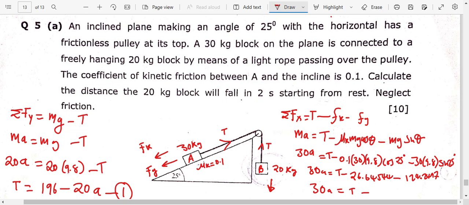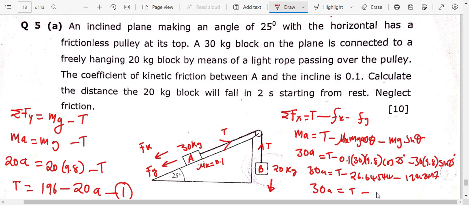Let's see what we get. Yeah, I can't see what you're writing. Is it the case with everyone? You all can't see what I'm writing? Was the last thing that you wrote 30a minus, or 30a is equal to tension minus? Yes. So I've just written 30a is equal to tension minus.